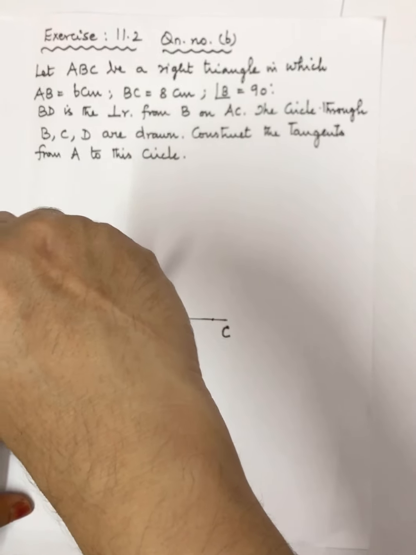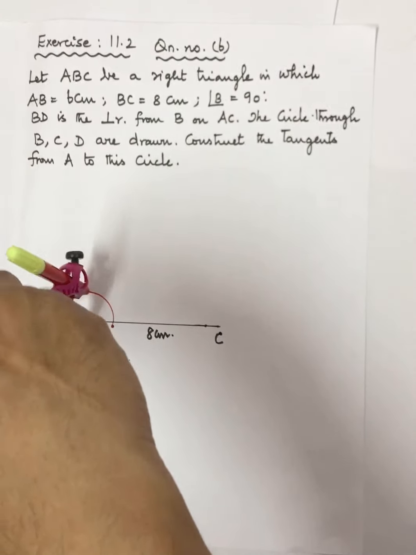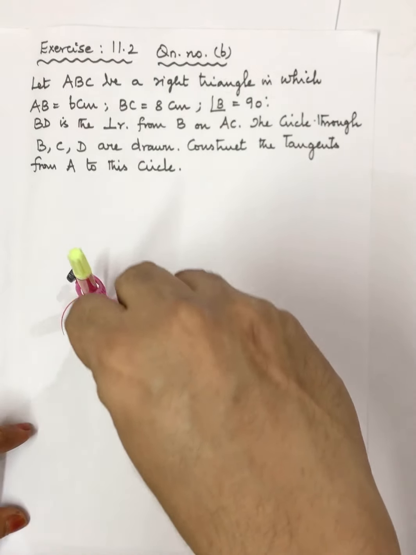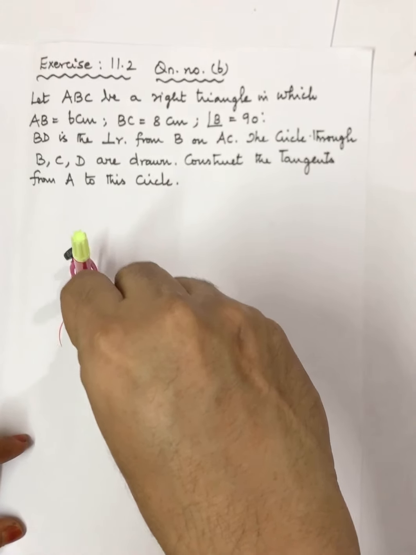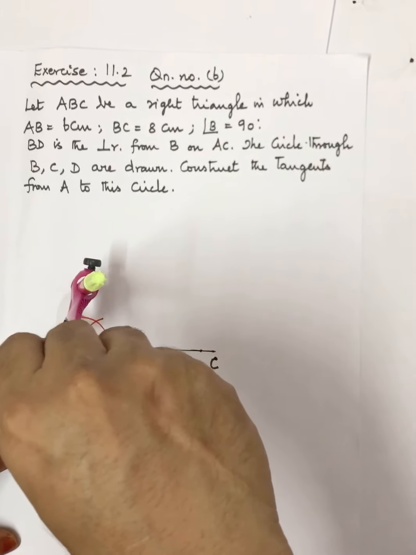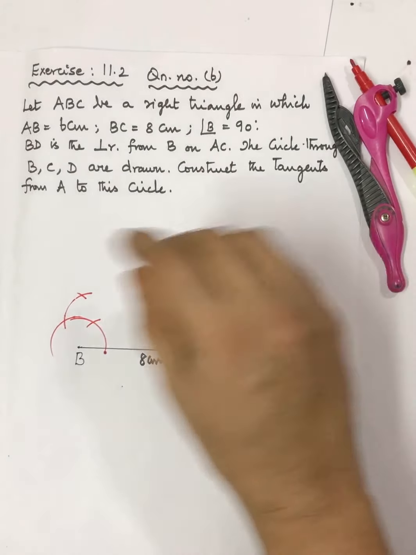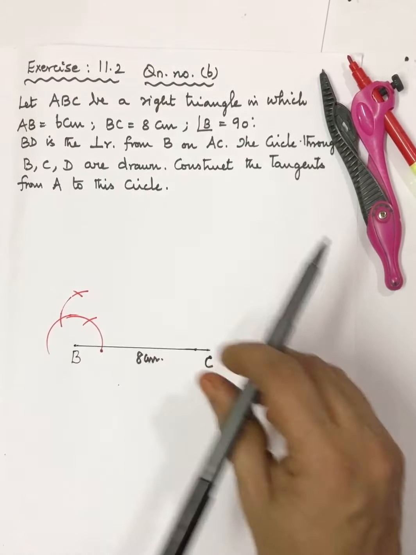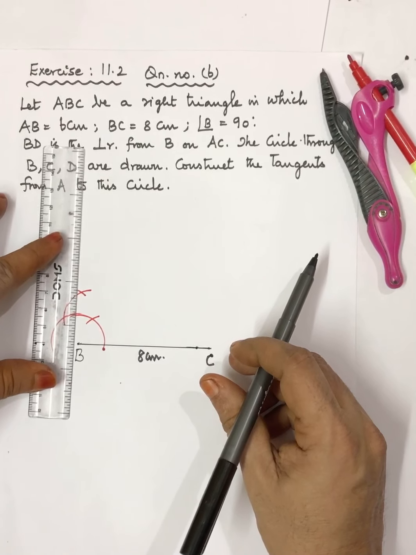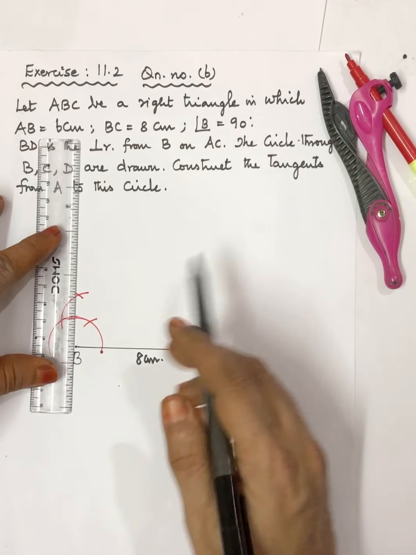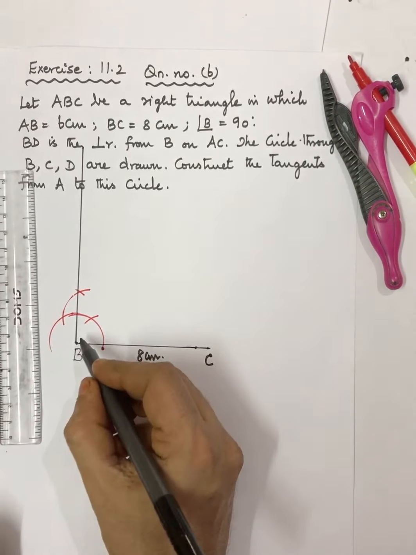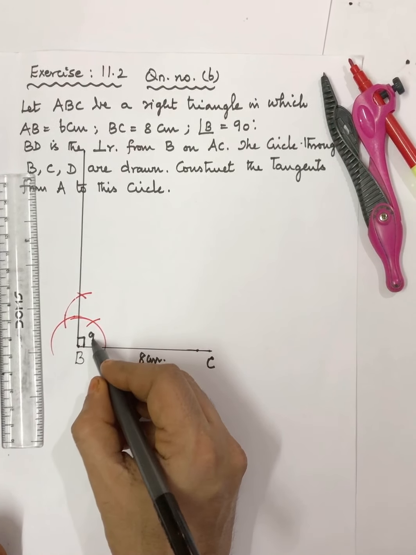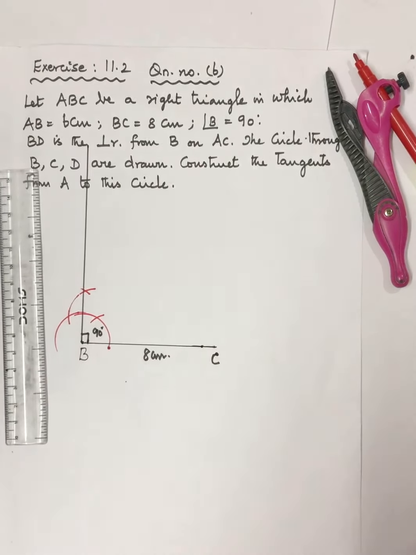So, 60, 120 and bisection. So, this is your 90 degree. Extend, mark 90 degree at B.